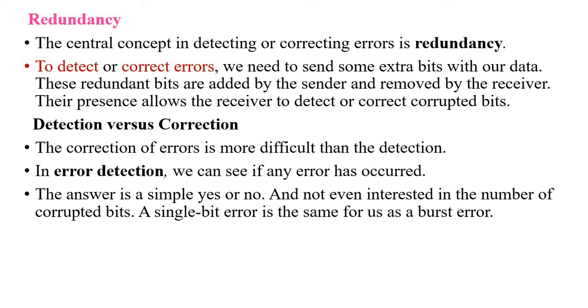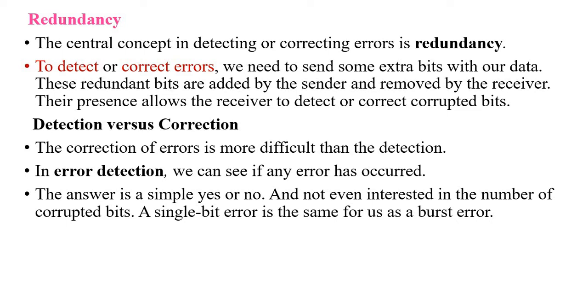In order to detect and correct errors, we have to follow a certain method. One is by using redundancy. What is meant by the term redundancy? Redundancy means we need to send some extra bits along with our data. On the sending side itself, we send some extra bits, and if the data sequence has been received without any error, these will be removed by the receiver. That is why these are called redundant bits.